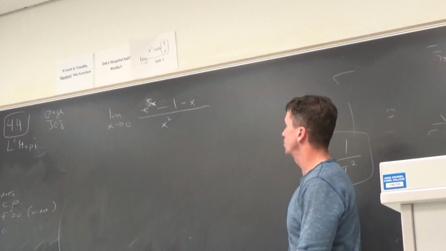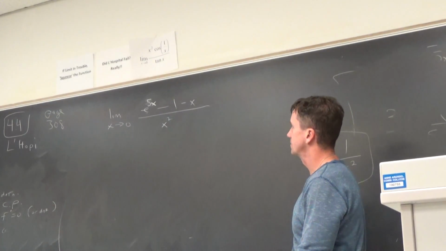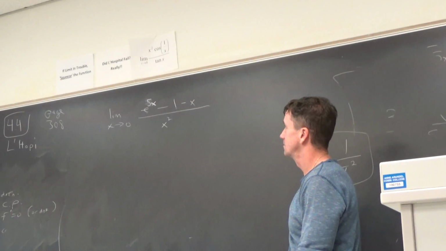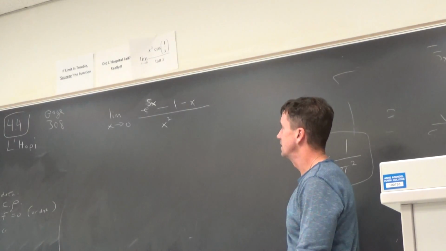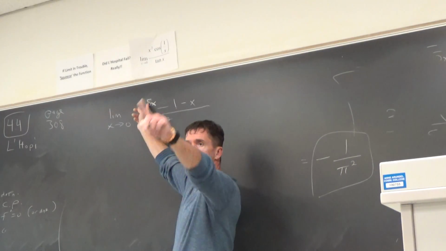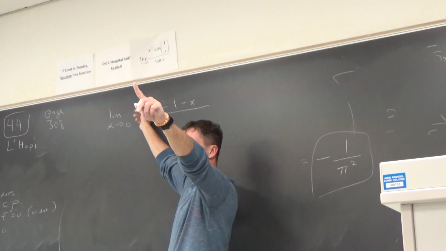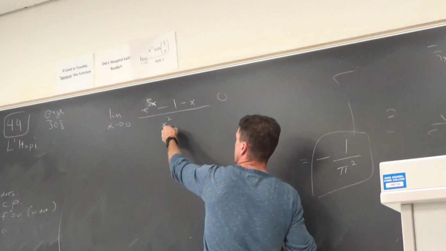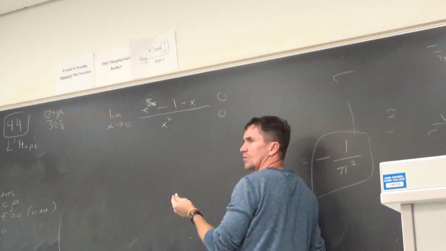e to the 5x minus 1 minus that. All right, plug in 0, what do you get? What's e to the 5 times 0? 0. No, e to the 5 times 0, e to the 0 is still 1. Right, anything to the 0 power is 1. 1 minus 1 minus 0. 0. Okay. Well, it's like the last one.